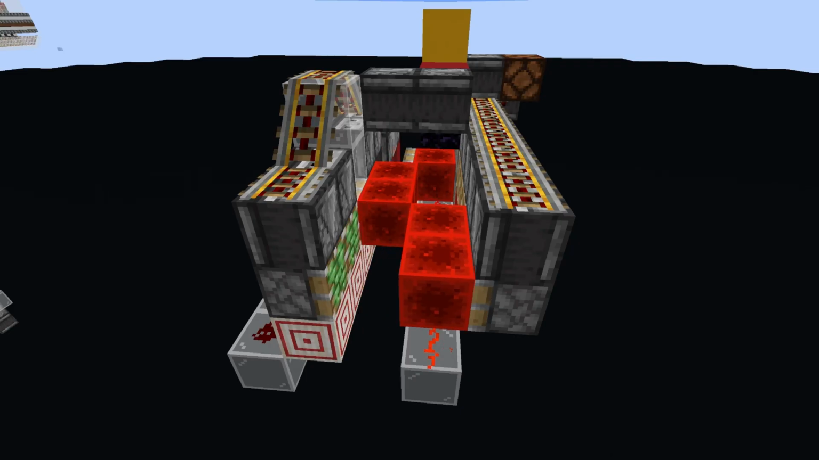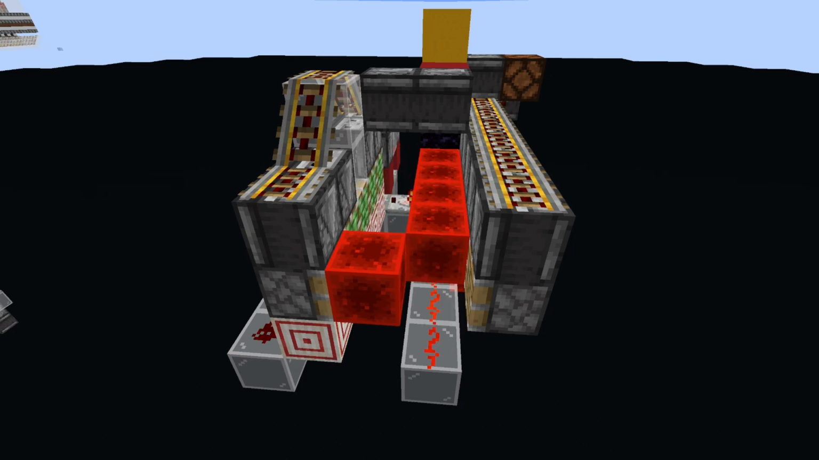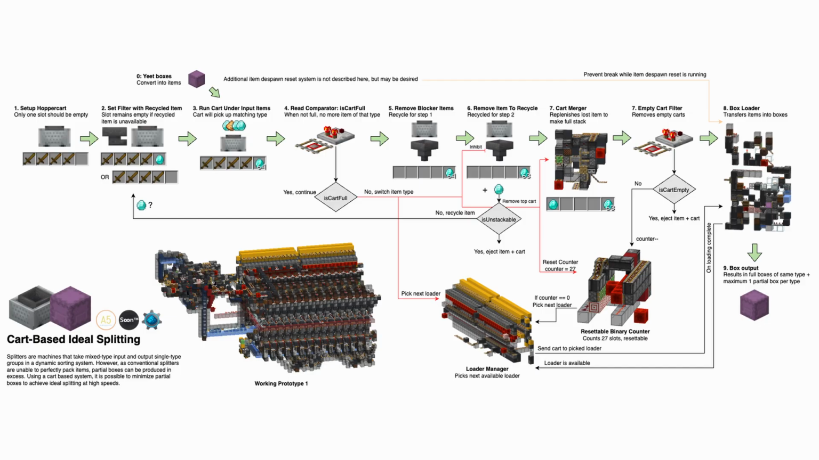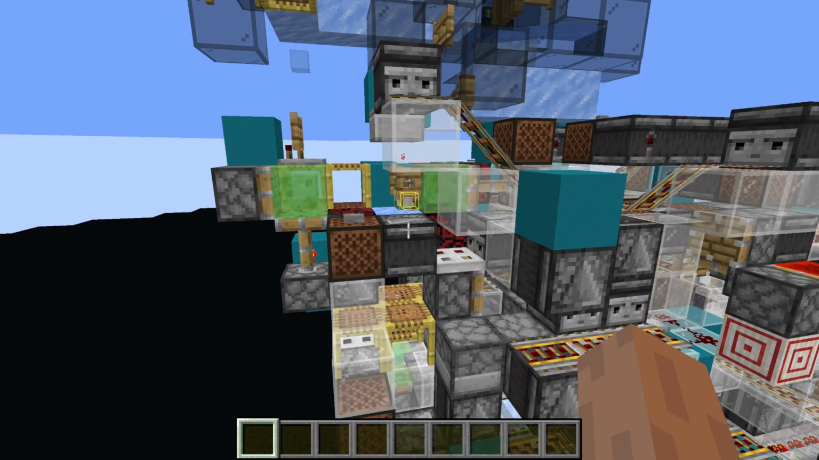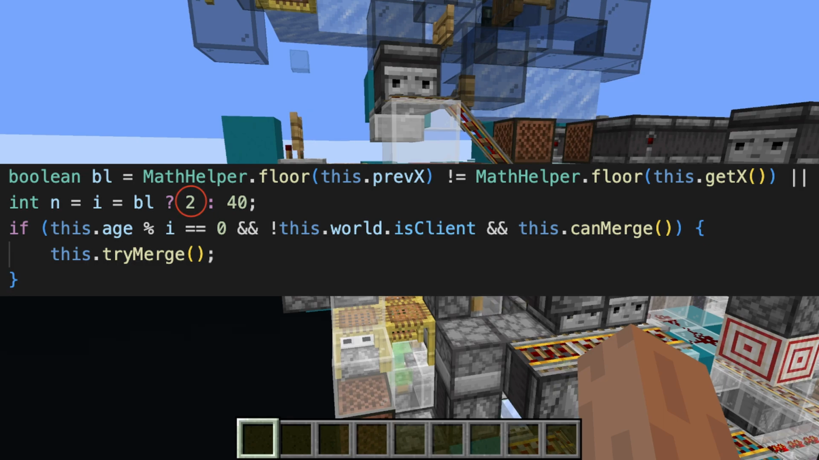Using a binary counter, you are then able to send exactly 27 stacks of items to a box loader. This way, you will avoid getting a partial box due to there being more items than there is space in the box. All that's left is to handle unstackables and ensure that items don't despawn. In addition to that, you also have to move the items after every cart to force the items to merge in 2 game ticks instead of the usual 40 game ticks.